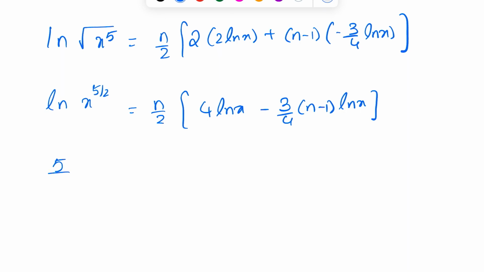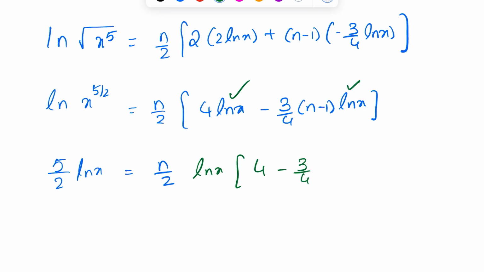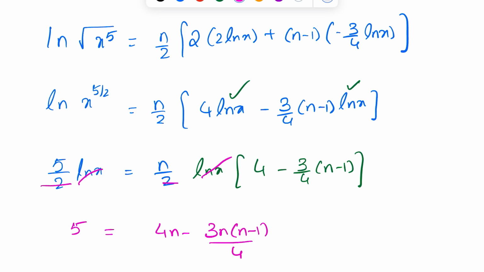So it becomes 5 upon 2 ln x equals n upon 2 times... We can see that ln x is there. I can take ln x common: (4 minus 3 upon 4 times (n minus 1)). So ln x cancels, and 2 also cancels. So 5 equals n times (4 minus 3 times (n minus 1) upon 4).